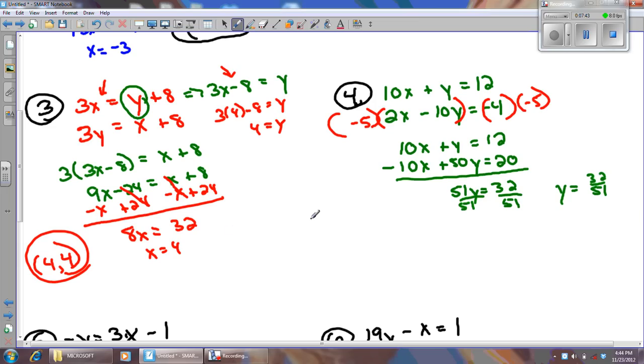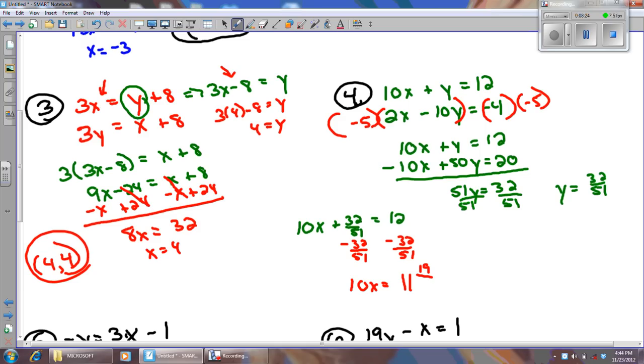So I'm going to substitute that 32 51st into the first equation. I'm going to get 10x plus 32 over 51 equals 12. All right, so I'll subtract 32 over 51 from both sides. And I'm going to get 10x, and that's going to equal, well, if I was taking half away, it's going to be 11 and a half. So I'm actually going to get 11. And let me see, how far is 32 from 51? Looks like it's 19 away.